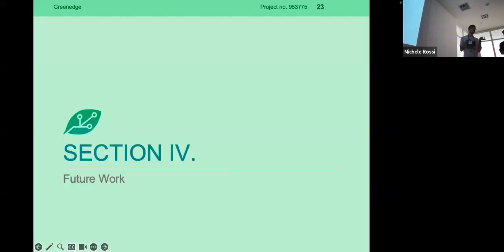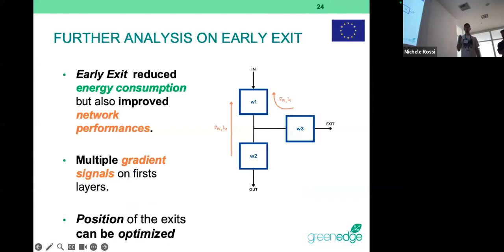Then we have a small section to talk about possible improvements for this method and things that we have not tried. First of all, I'd like to talk about early exit once more. First, it's interesting how the early exit improves also the accuracy.